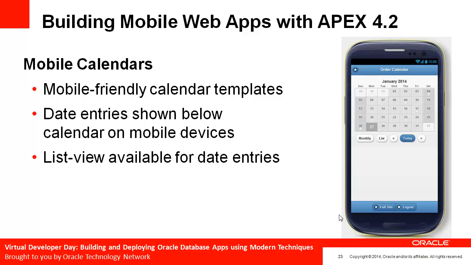We also have mobile calendars, and this provides a template which is very familiar to most people using their calendar on their smartphone. When you click on a particular date, it will actually show the entries at the bottom of the page. And then we also have a list view available if you want to see it in that way.